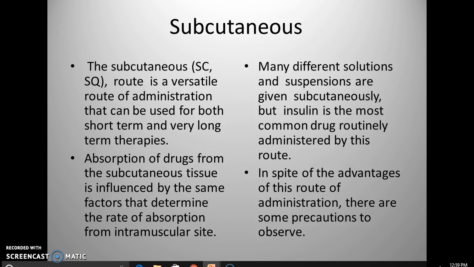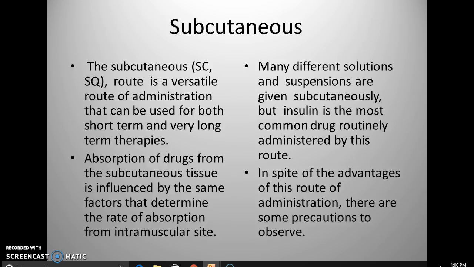Let's talk now about subcutaneous injections. Some of those injection sites could be the lower abdomen, front of thigh, upper back, or back of upper arm. So the subcutaneous SC route is a versatile route of administration that can be used for both short-term or very long-term therapies.